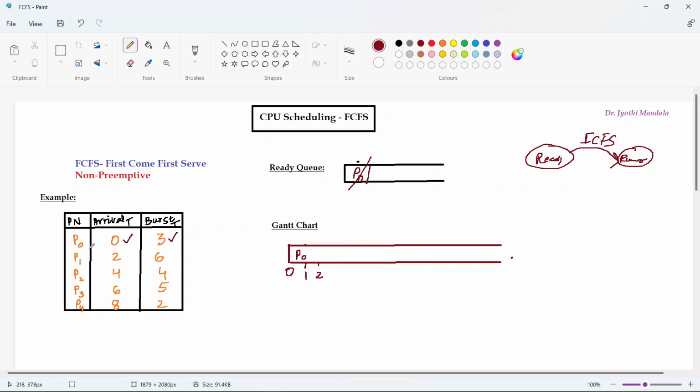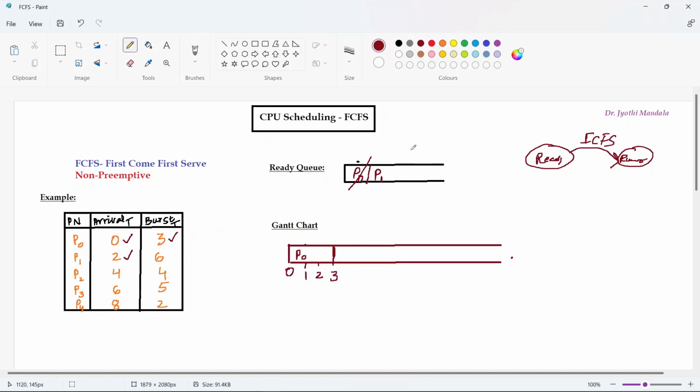Is any process coming? Yes, at 2 seconds P1 is coming. So we need to add P1 to our ready queue. That means P1 is now available in the ready queue. Now P0 should continue. Why? Because P0 requires 3 seconds of time. One more second it will execute and it will stop executing. So this is the end of P0. At 3rd second is any process arriving? No, nothing is arriving. We can stop executing.